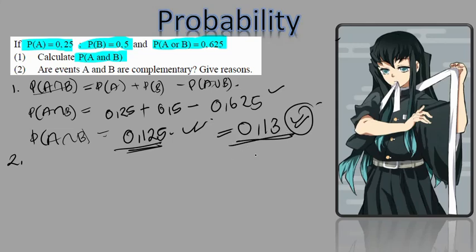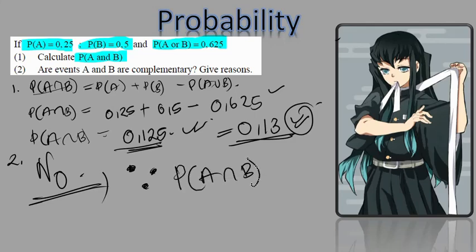Good. Now, question 2, it says, are the events complementary? Give reasons, right? So first things first, I expect you to tell me that these events are not complementary. Why? Simply put, because complementary events have the probability of their intersection being 0, right? But in this case, the probability of A and B is not equal to 0. That is why they are not complementary.